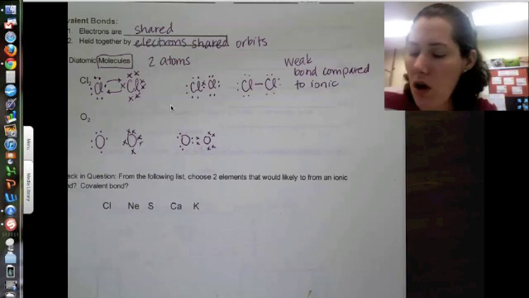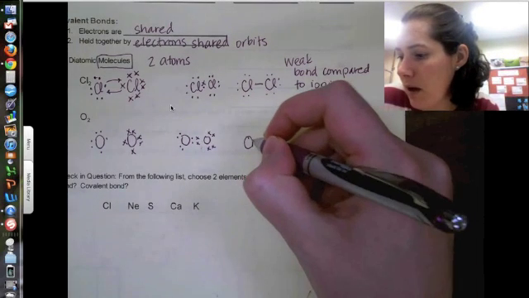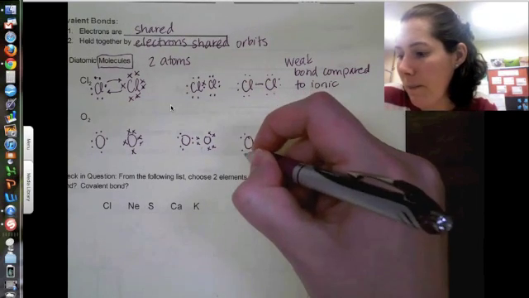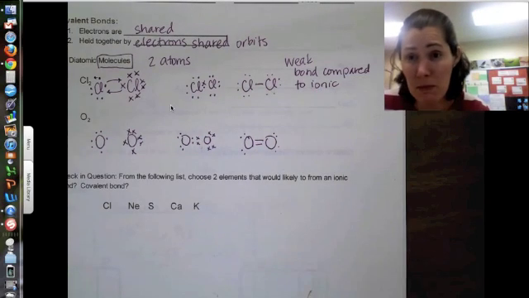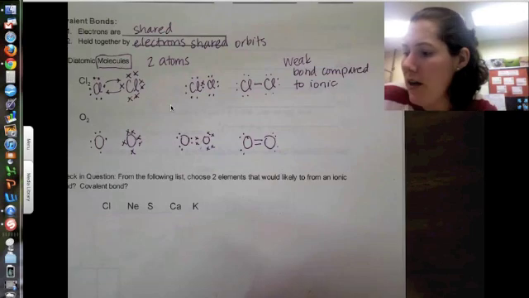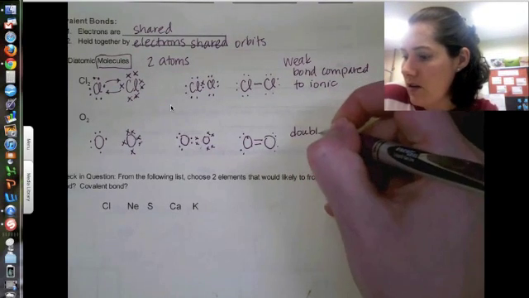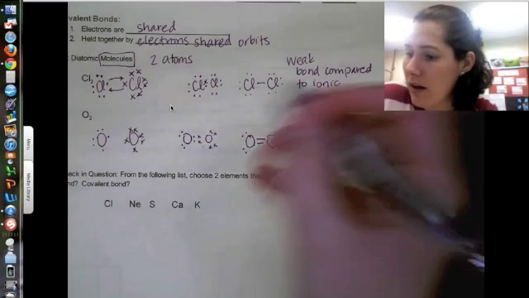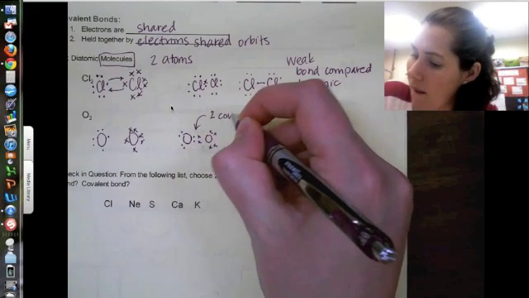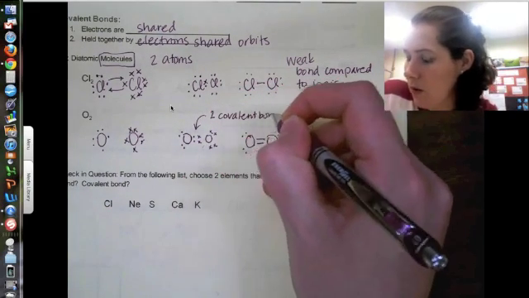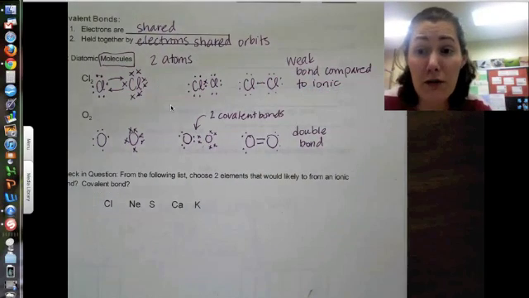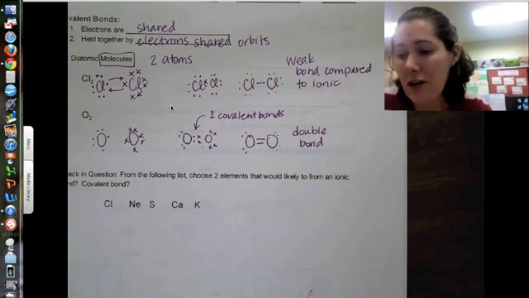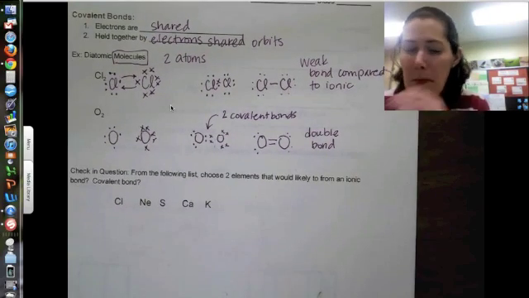When they share 4, you probably see what's coming. That is going to be what we call a double bond. And the double bond is represented by 2 lines. And we can call this a double bonded molecule. There's actually 2 covalent bonds here because it's actually sharing 4 electrons, but we call those 2 bonds. Okay. Well, again, you're going to do more practice with covalent bonds later on.